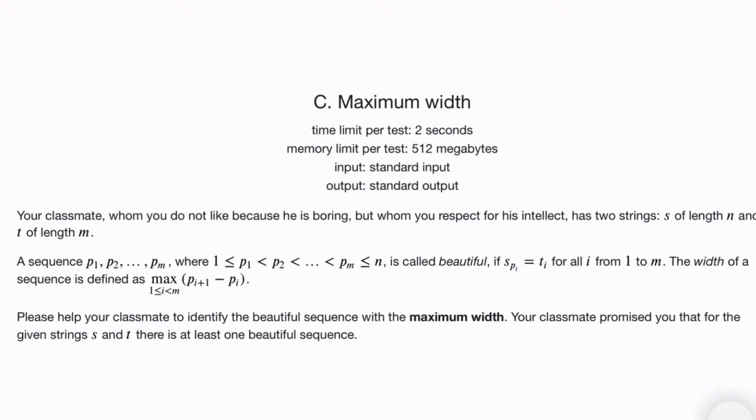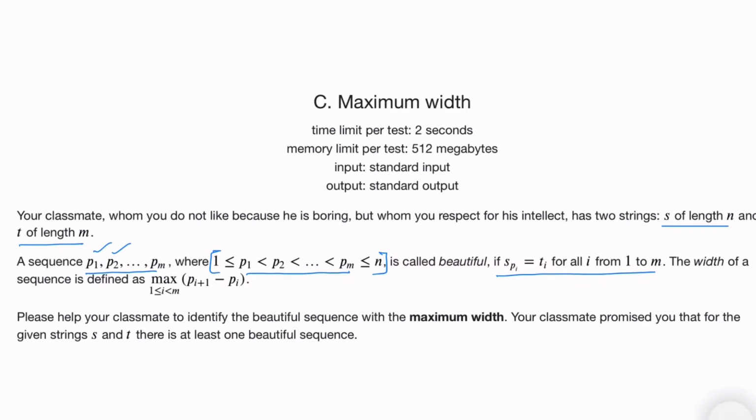The problem statement says that we have two strings s of length n and t of length m. Now they have defined a sequence of m integers from p1 to pm arranged in strictly increasing order and bounded within 1 to n. Now they call this sequence beautiful if s of p of i is equal to t of i for all i from 1 to m. What this means is that the character at position p of i in string s should be equal to the character at position i in string t for each p of i in this given sequence.